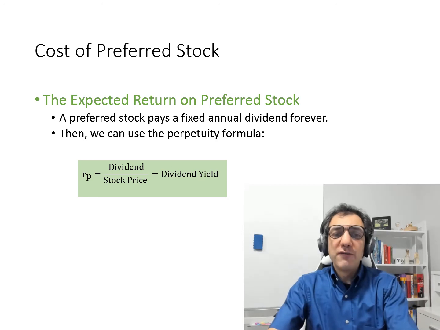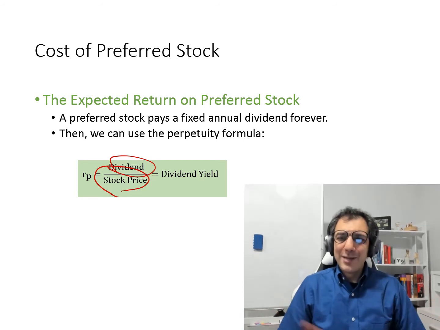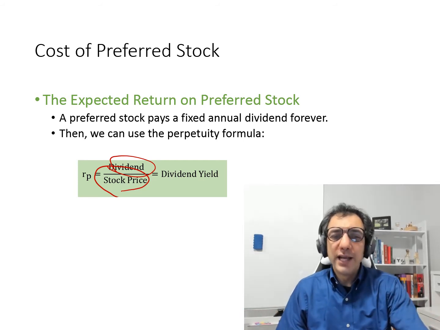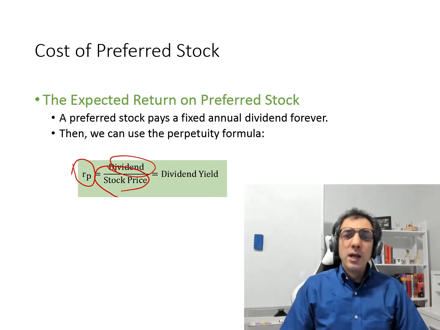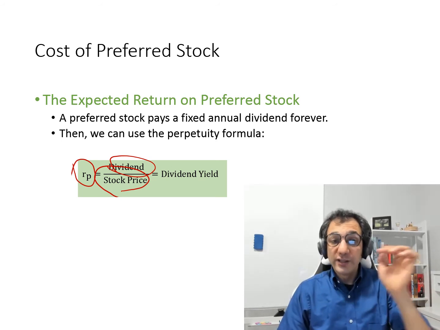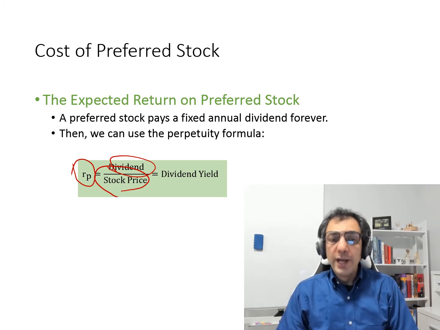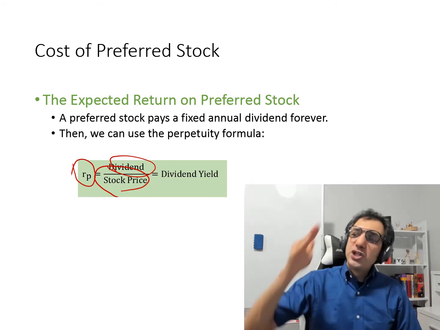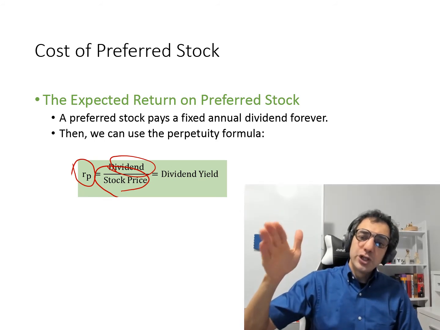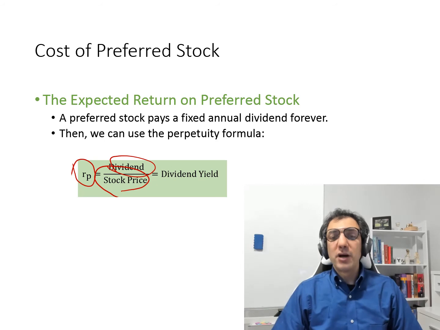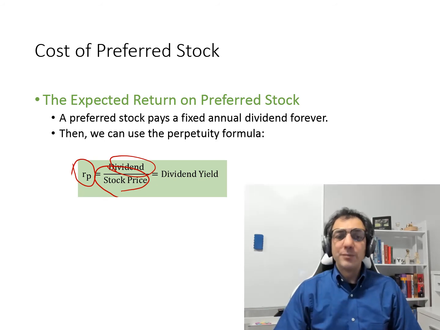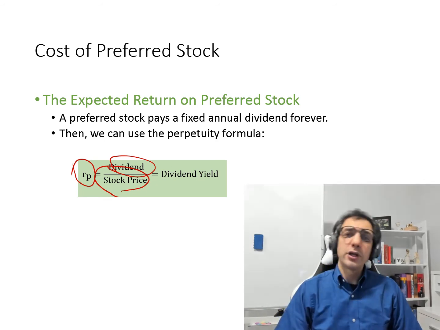So if you just divide the dividend you receive for preferred shares by the stock price, this is actually the same as the dividend yield. You will find the cost of preferred stock. So the cost of preferred stock, or RP, is simply the dividend yield, which is the dividend you receive for the preferred shares divided by the stock price. So that's very simple.